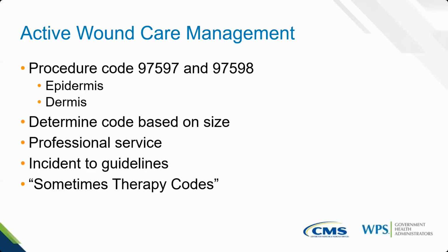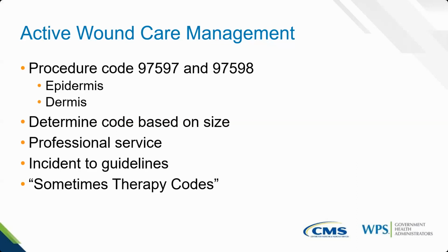You'll notice on your slide, for these two procedure codes, it indicates epidermis or dermis. This is the level of the debridement. These codes would not reflect services that would go deeper than that. There are additional procedure codes that you would use. 97597 is for the first 20 centimeters or less. The 97598 is each additional 20 centimeters.